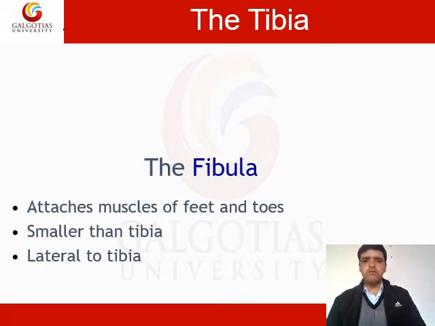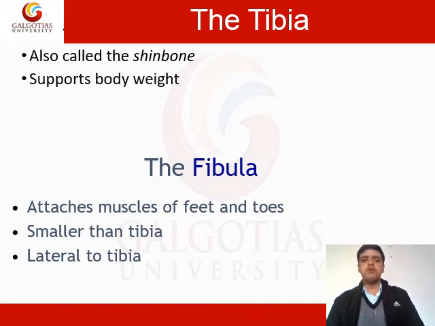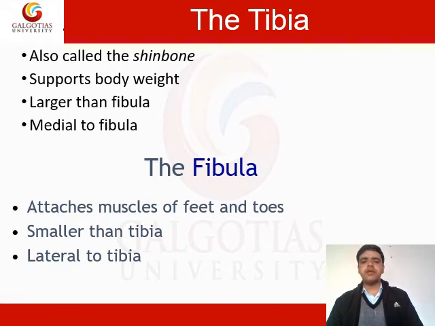Now we are going to cover the tibia, which is also called the shin bone, which supports the body weight while movement of the body is happening. It is larger than the fibula and it is located medial to the fibula. The fibula is attached with the muscles of the feet and toes so that the lower portion of the leg can move. The fibula is smaller than the tibia and it is located lateral to the tibia.